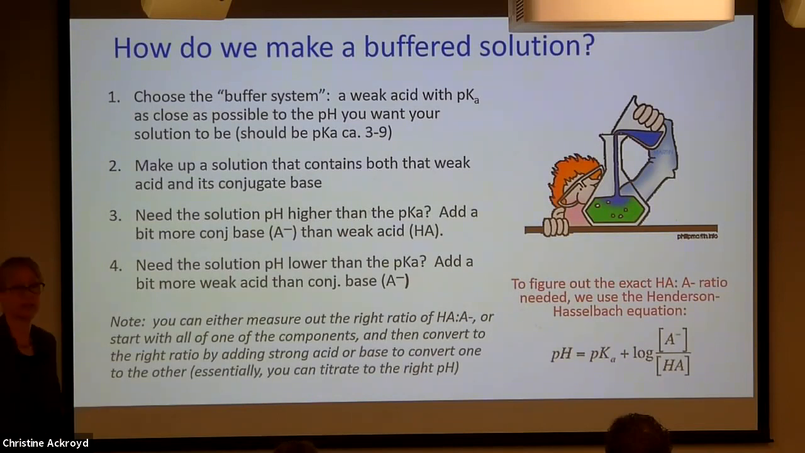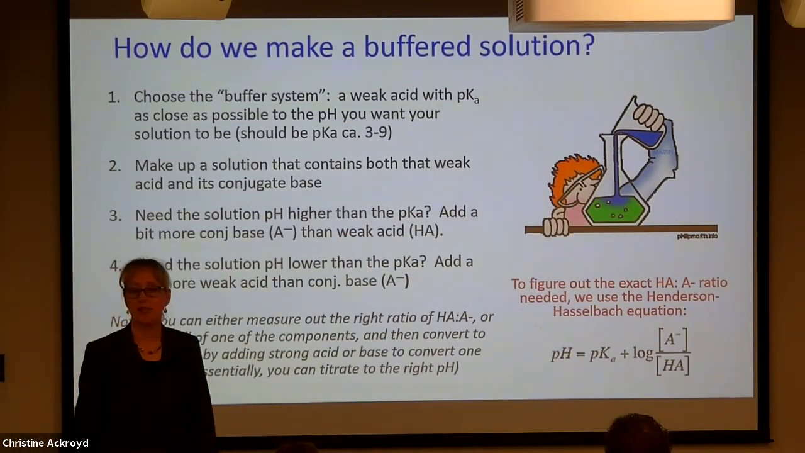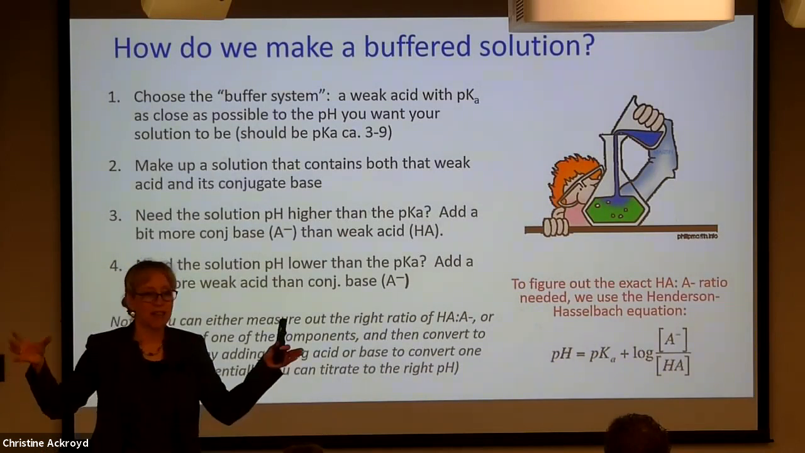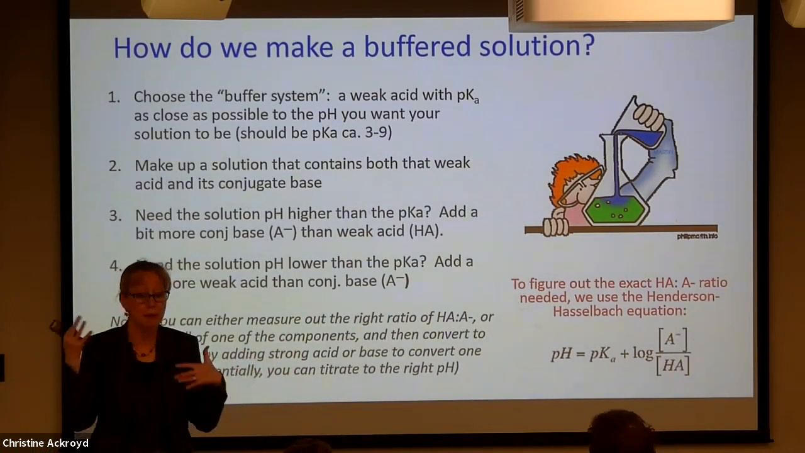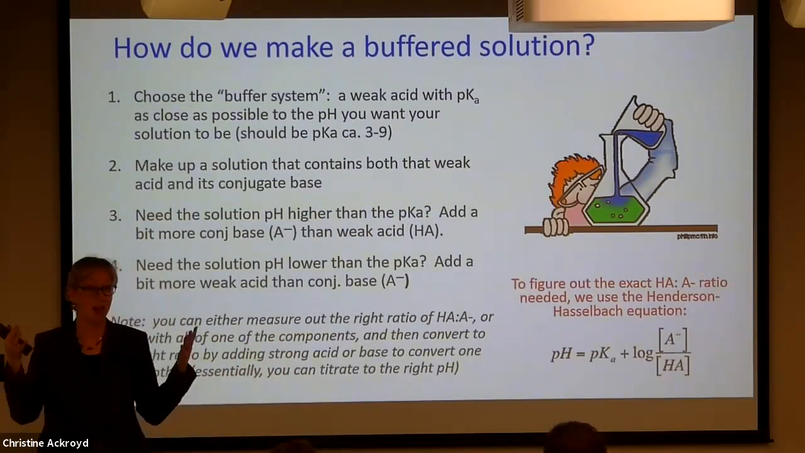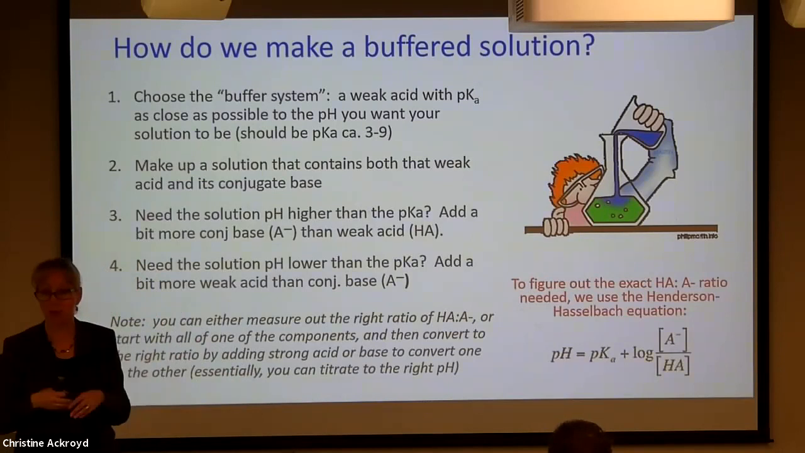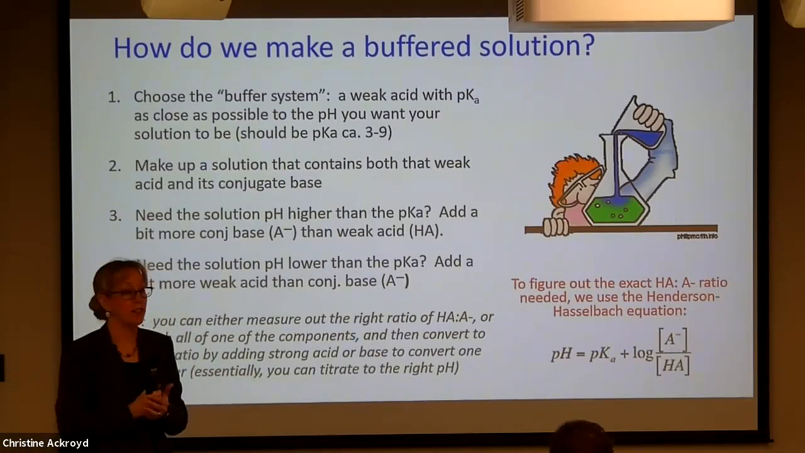Okay, 2 ways to do this. One is to carefully measure out exactly the right amounts of the weak acid and the conjugate base that you need. Make the right mole ratio and hope that when you make your buffer, it's perfect. In practice, does anyone actually do that?